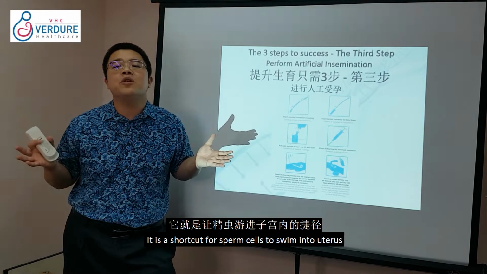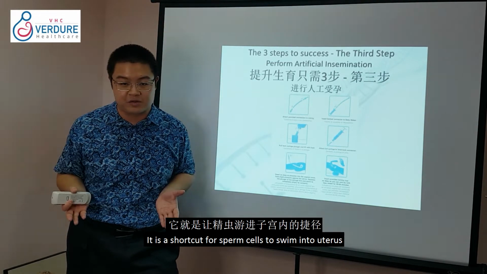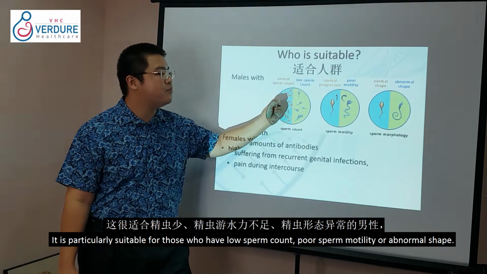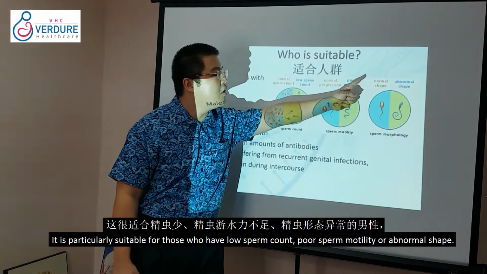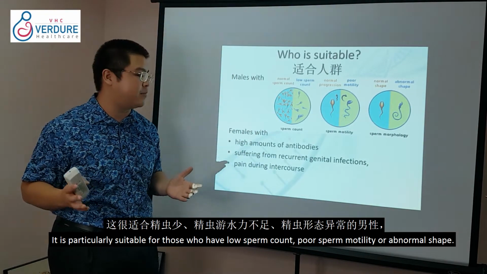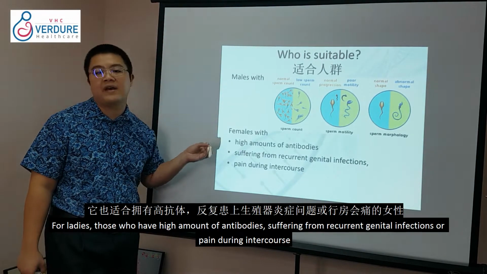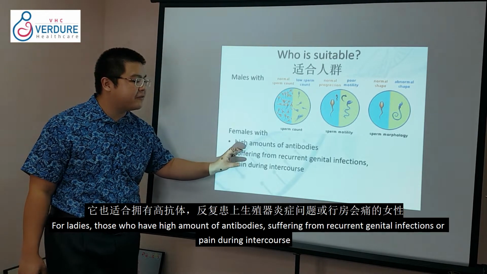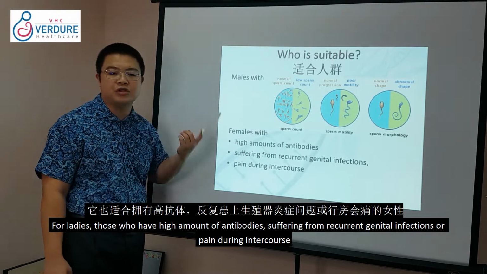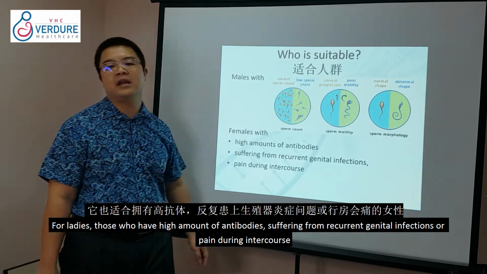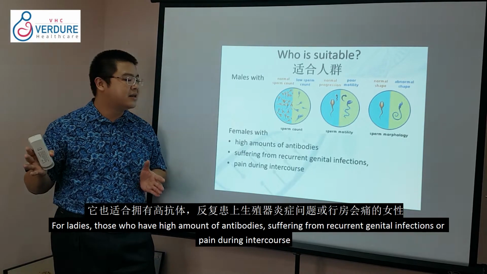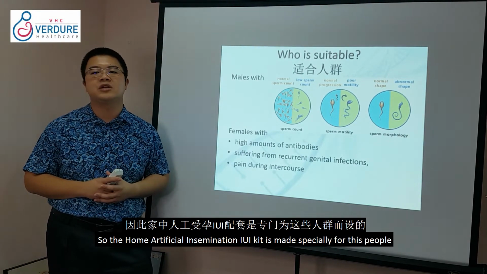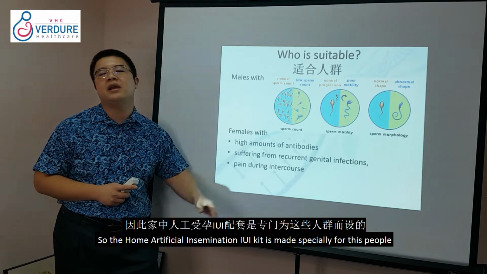So in short, this is a shortcut for sperm cells to swim into the uterus. It is very suitable for guys with low sperm counts, poor motility, meaning swimming capability, or a lot of abnormally shaped sperms. And for ladies with high amounts of antibodies, which often kill off sperm cells, and for ladies suffering from recurrent genital infection, which again produces a lot of antibodies, and pain during intercourse, which will also affect the journey to natural pregnancy. This particular kit, the home artificial insemination IUI kit, is made specially for these people.